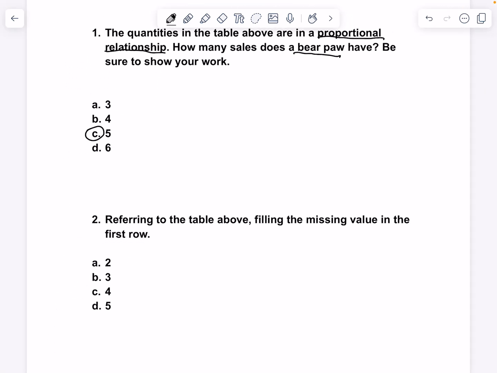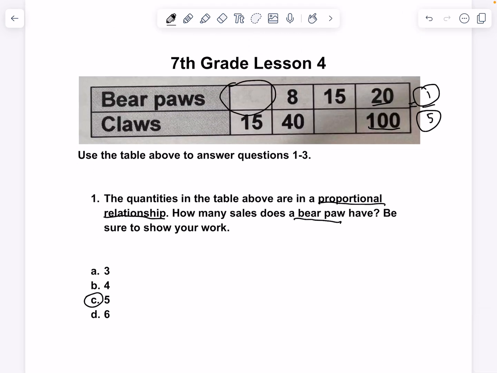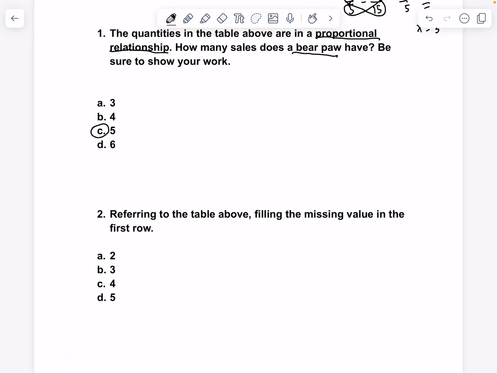Number 2 asks, referring to the table above, fill in the missing value in the first row. We know our relationship is 1 over 5, and the bottom number is 15. So 1 over 5 is equal to x over 15. We cross multiply: 5 times x is 5x, and 1 times 15 is 15. Divide by 5 on both sides, and x is equal to 3. So our answer would be B.